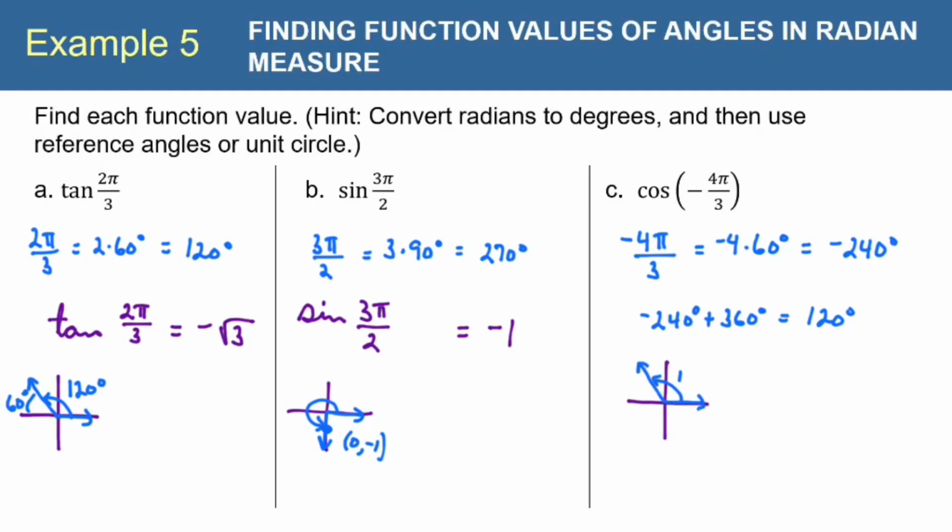And so now we can see we've got the same diagram we had in Part A. We've got a quadrant 2 angle with a 60-degree reference angle. So the cosine of negative 4 pi over 3 is going to be, first of all, negative, because cosines are negative in quadrant 2. And then the number part is going to be 1/2, because the cosine of 60 degrees is 1/2. And so we end up with the cosine of negative 4 pi over 3 is equal to negative 1/2.